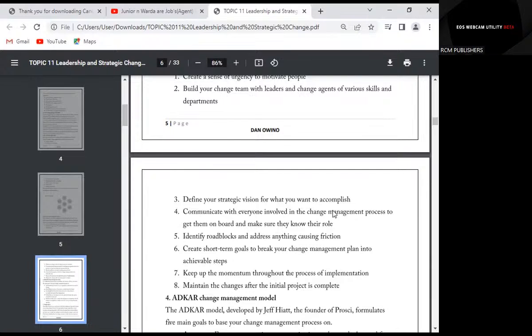Number 7, keep up the momentum throughout the process of implementation. Then the last one, maintain the changes after the initial project is complete. So those processes can be put like something like a ladder, which starts from the bottom going up.